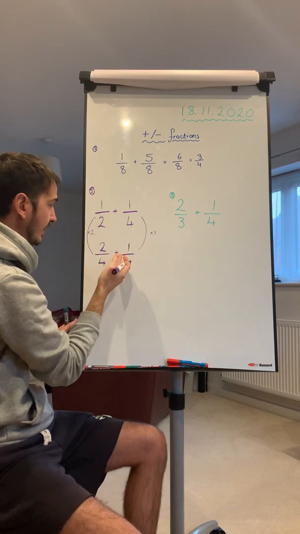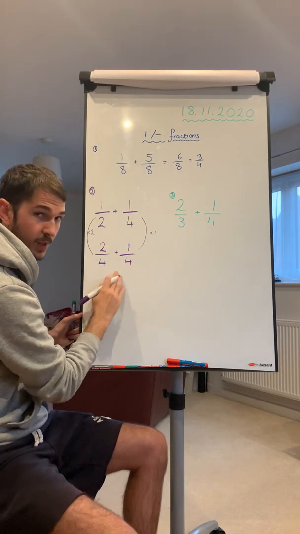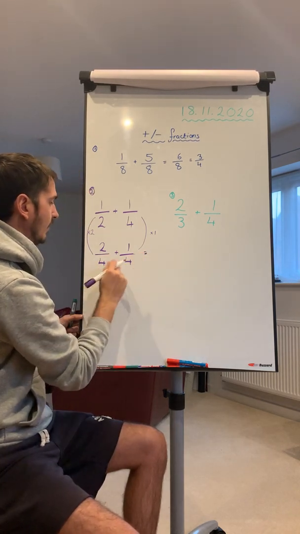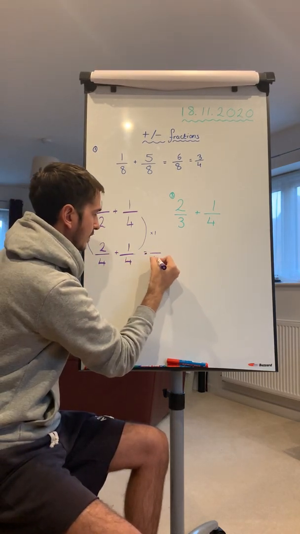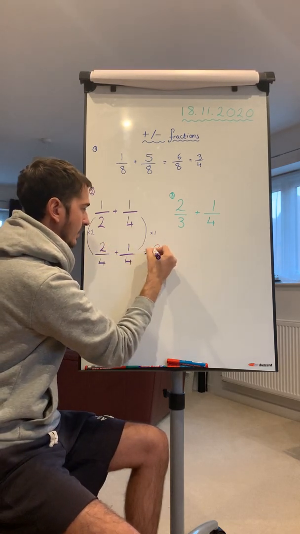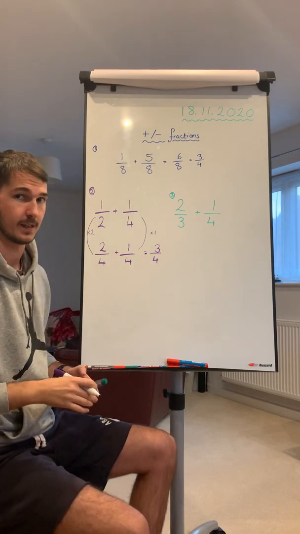Okay, and I was adding, so I'm going to add my add sign in now. Okay, now my denominators are the same, so I can apply my rule. My denominator stays the same. 2 plus 1 is 3. Okay, so I just follow those steps to make the denominators the same.